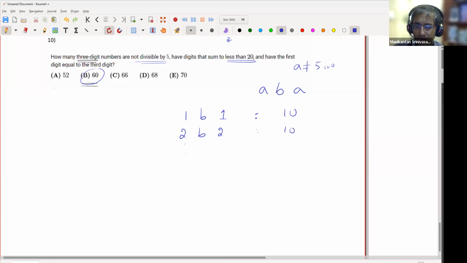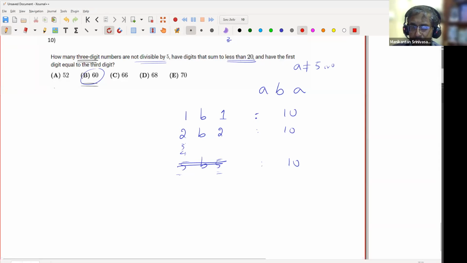Likewise, I think we can keep going, right? 3, 4, until 5 you're safe, because 5 plus 5 is 10, and B can be anything from 0, 1, 2, all the way till 9. Oh, no, 5 is not there, right? A cannot be 5. Okay, so 1, 2, 3, 4 are okay. And then from now onwards, it will start decreasing, right?